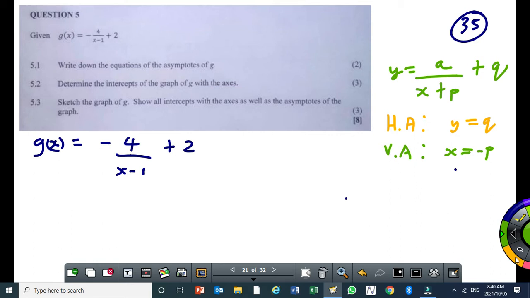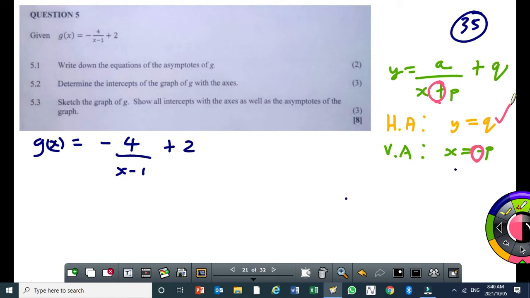If there was a minus here, then this sign here will change. If the general equation has got a plus between the x and the p, then the equation of the vertical asymptote will be x equal to minus p. If the general equation has got a minus here, then that minus disappears, it becomes x equal to p. The equation of the horizontal asymptote is always y equal to q. It doesn't change. But for the vertical, it can change depending on the general equation.